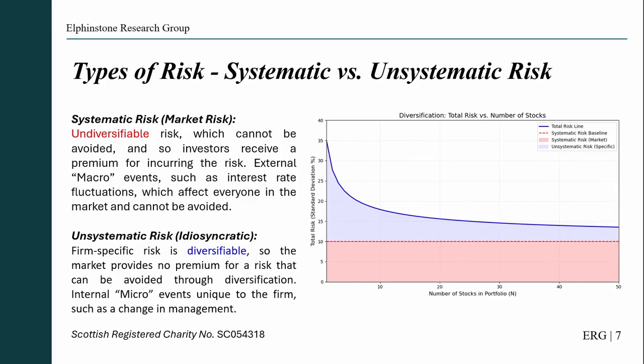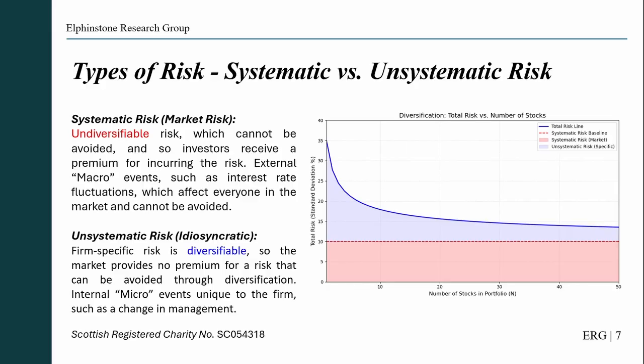Systematic risk is the market risk which is not diversifiable. This can be macro events such as interest rate fluctuations and recessions. These affect everyone in the market and cannot be avoided, and so you get a premium for incurring that kind of risk. This is represented by the red area in the graph on the right. You can see that even as the number of stocks in the portfolio rises, the systematic risk remains unchanged.